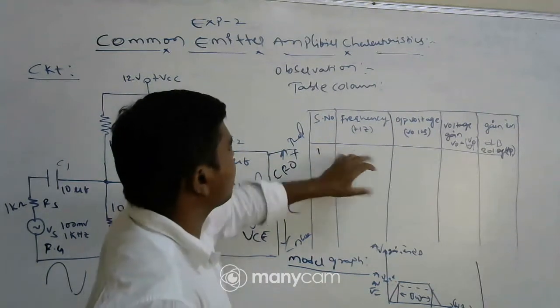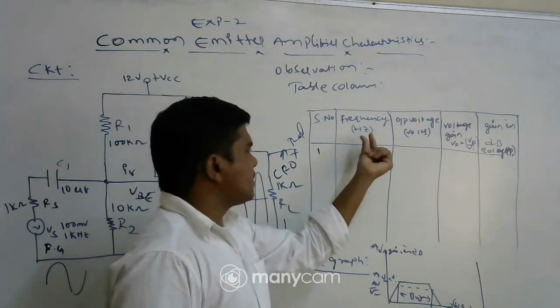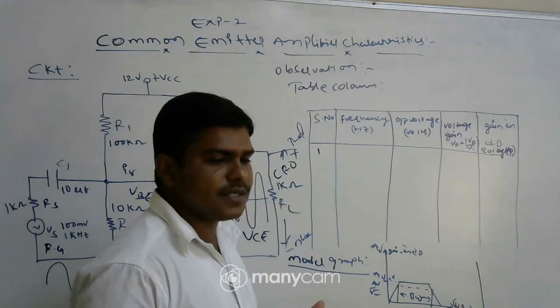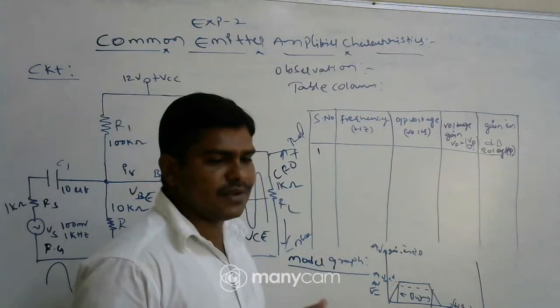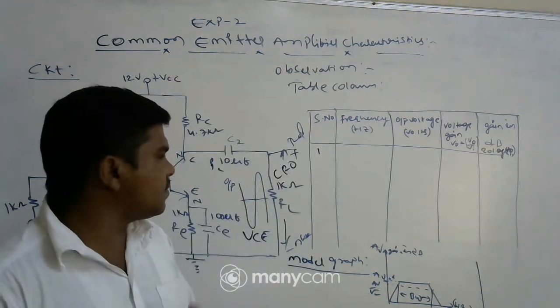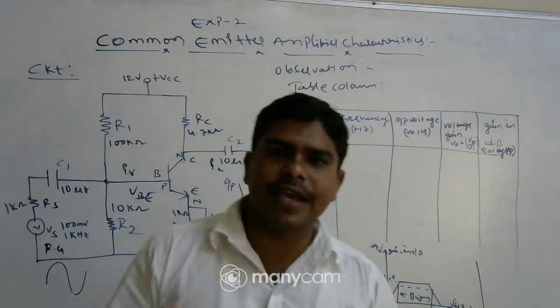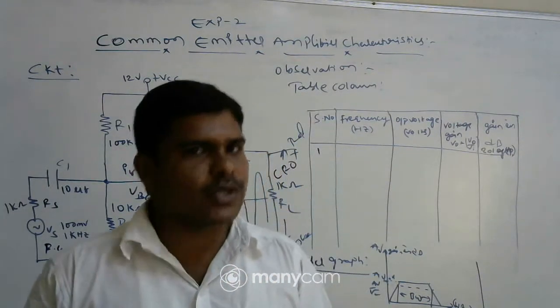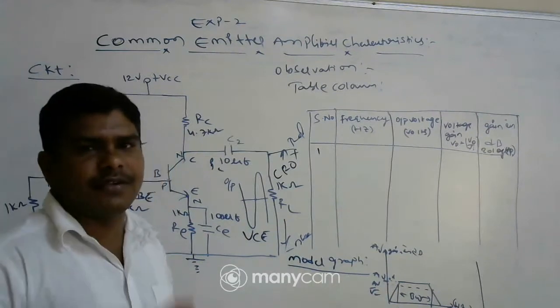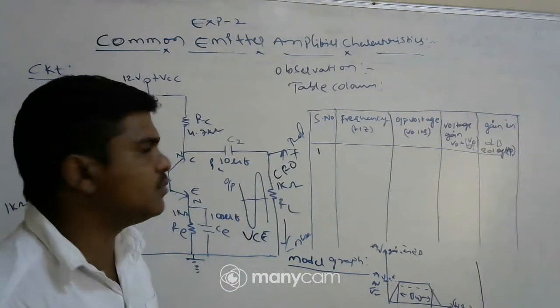Now we are looking at the frequency response of the common emitter amplifier. Why do we need to see the frequency response? Because with respect to frequency, we need to observe what the gain is and what the output voltage of this common emitter amplifier is, and how it varies with frequency.